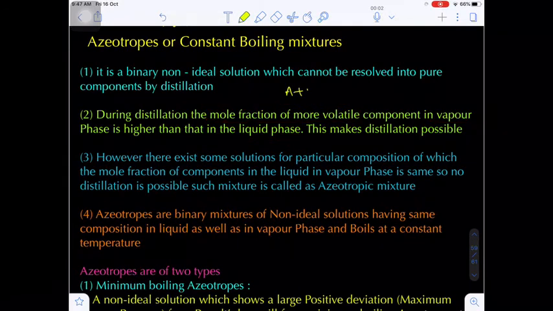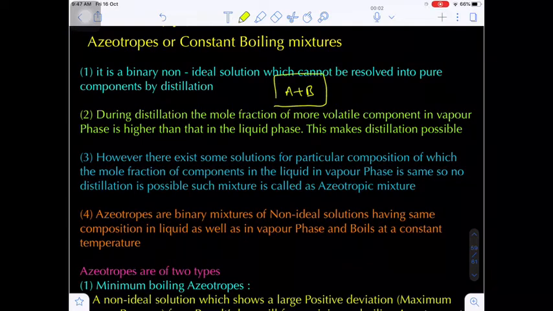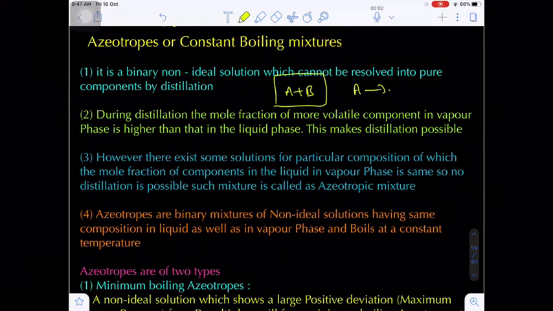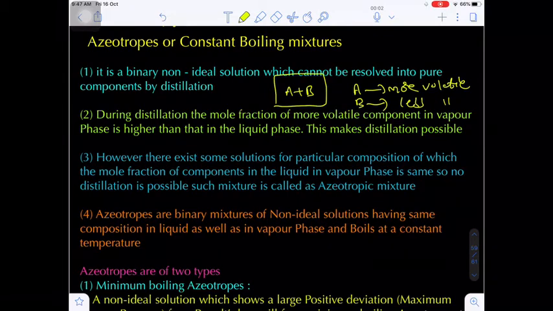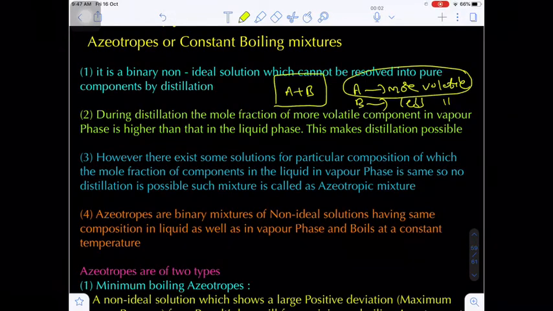That means, let's suppose we are taking A and B, two components in a given solution. Okay. Let's suppose A is more volatile. That means B is, let's suppose, less volatile. Okay. Now on heating the solution AB, which component will be present in the higher mole fraction in the vapor phase? Obviously the compound which is more volatile, because a more volatile compound has more tendency to escape into the space.